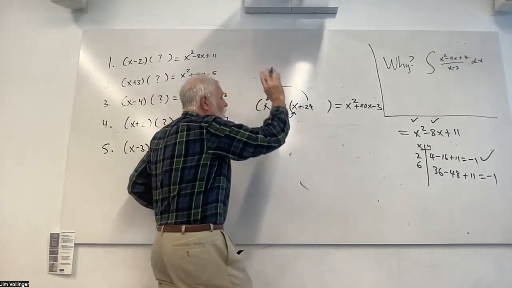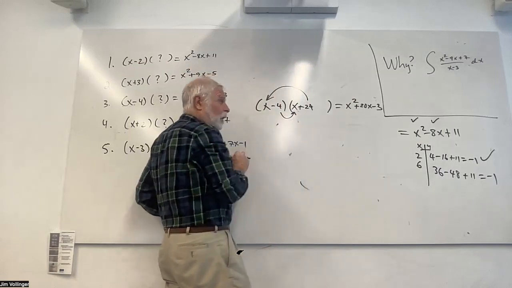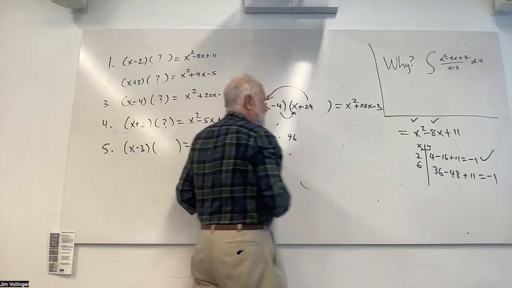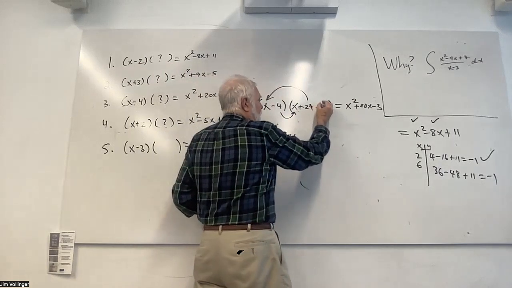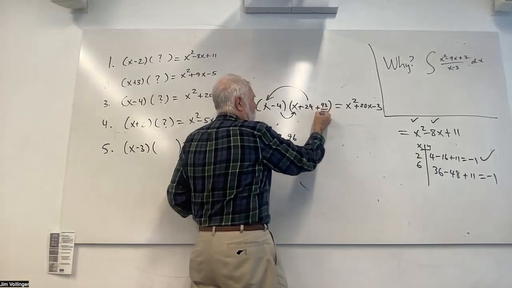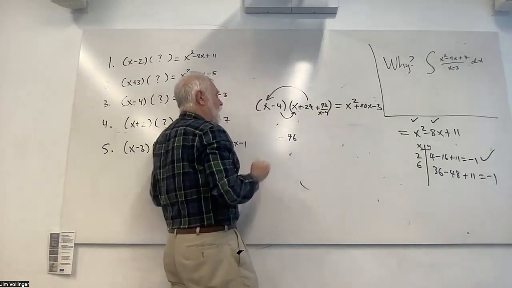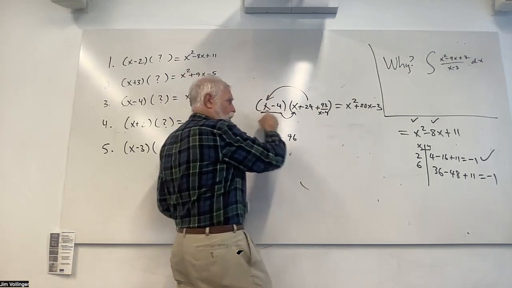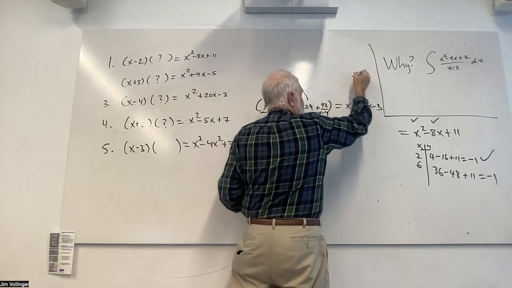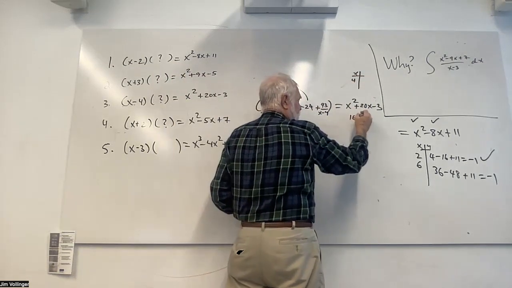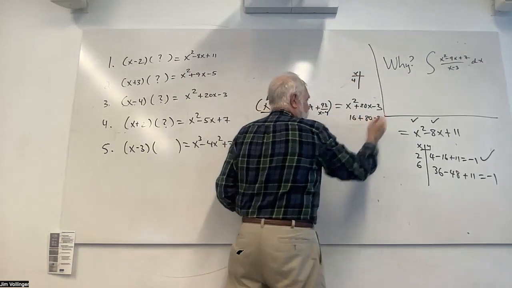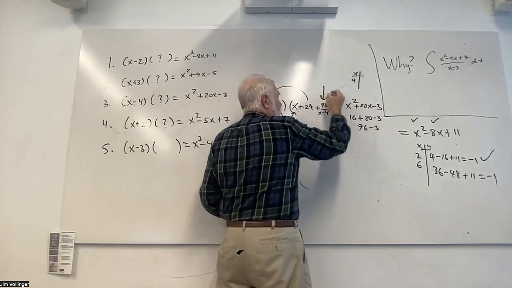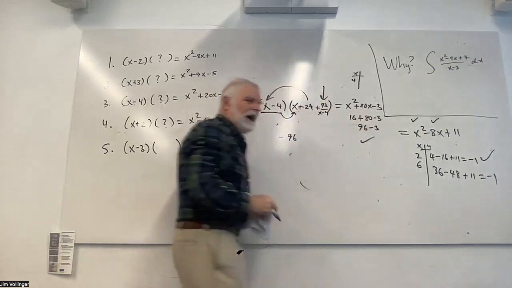So far, so good. And now I've got minus 4 times 24, which is minus 96. I got to get to minus 3. I got to add 93 over x minus 4. How do I know if it's right? I look at the friendly number, 4. I'll put that 4 in here and get 16 plus 80 minus 3. I do believe 96 minus 3 is positive 93. I'm moving on.